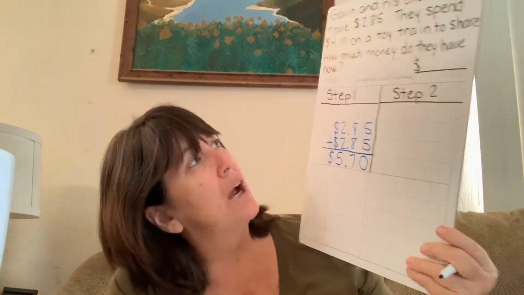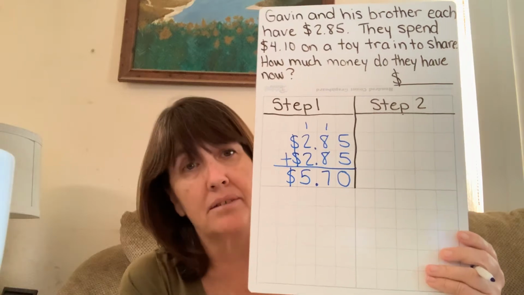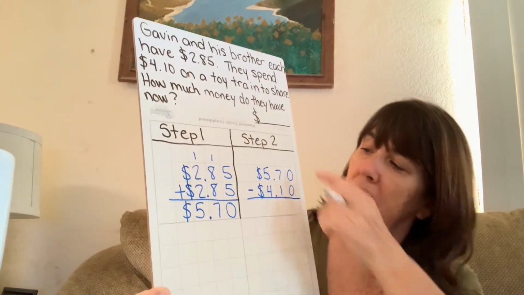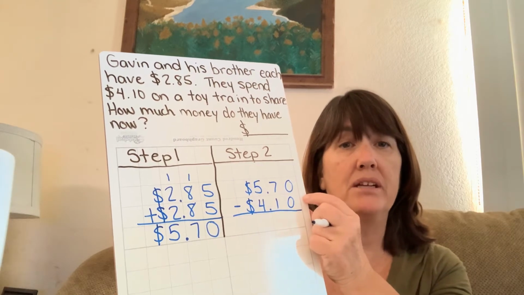Now, can we subtract the $4.10 to find out how much money they have after buying the train? Yes, we can. So we will put $5.70 minus, because we're subtracting the money they spent, $4.10. You have to add first to then subtract what they spent from what they have together, okay?